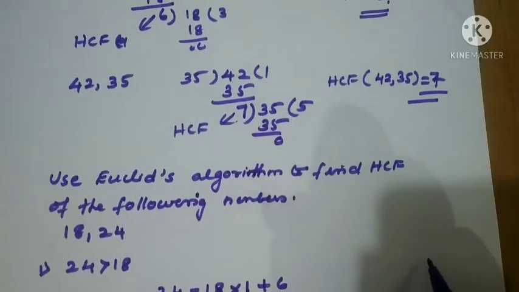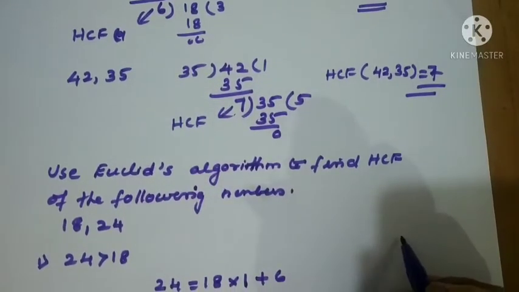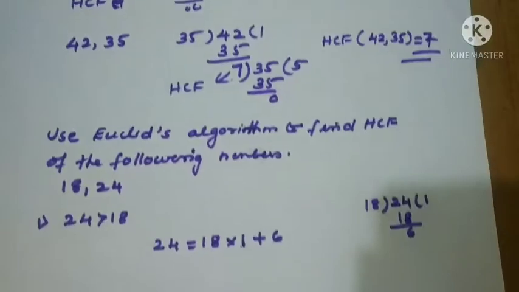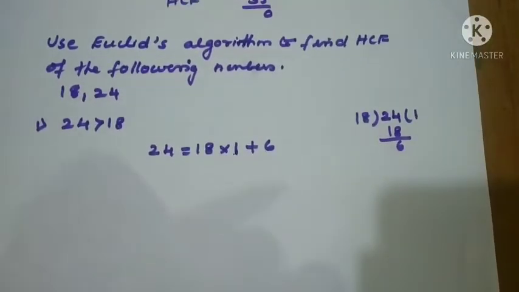See, I will write the steps here, from where we got 24 divided by 18. How many times will it go? One time. Then what is the remainder? 6. So I will write here the form A equal to BQ plus R, which we got.